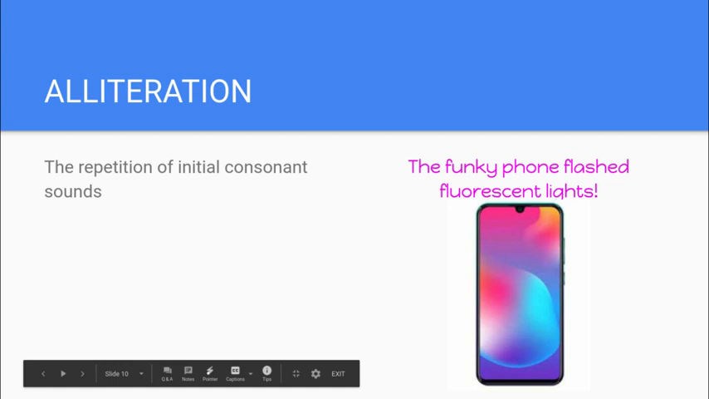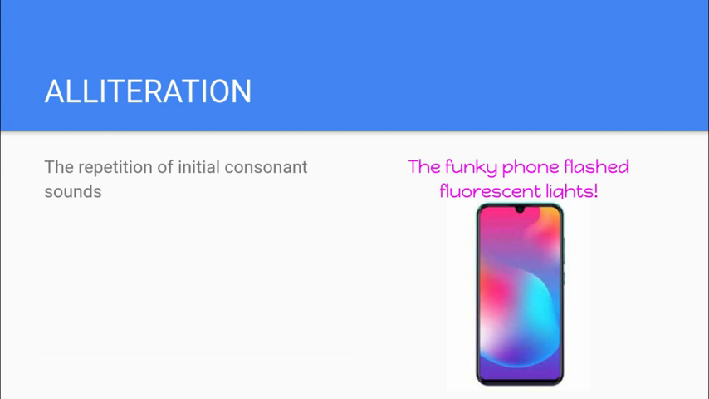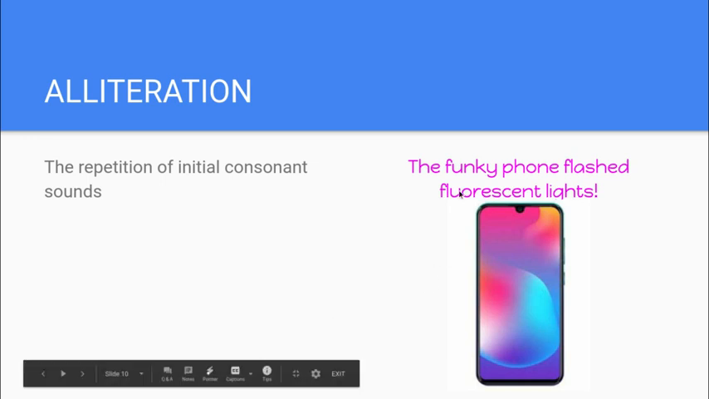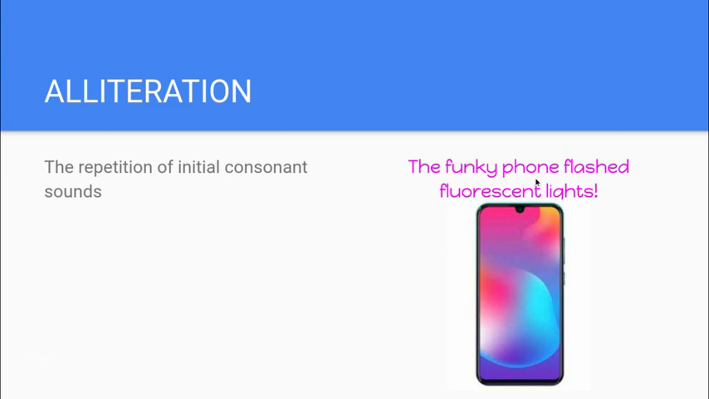Alliteration is the repetition of consonant sounds. So this one example, the funky phone flashed fluorescent lights. I chose this example because it's about sound. So in this case, most of them are F's, funky, flash, fluorescent, but phone is spelled with a PH, but it's that same sound. So that would be a part of that alliteration example as well.